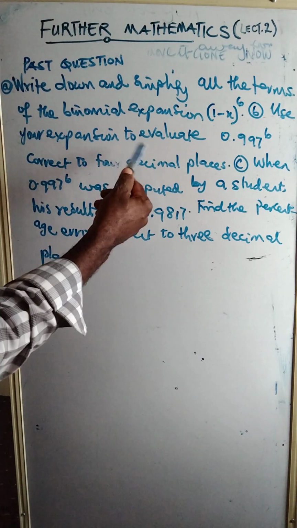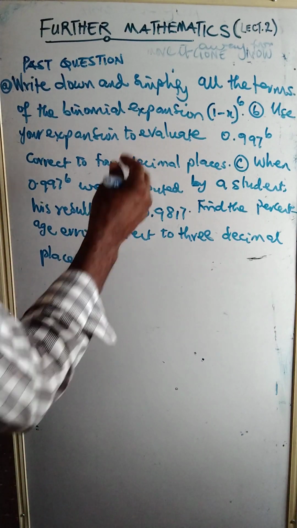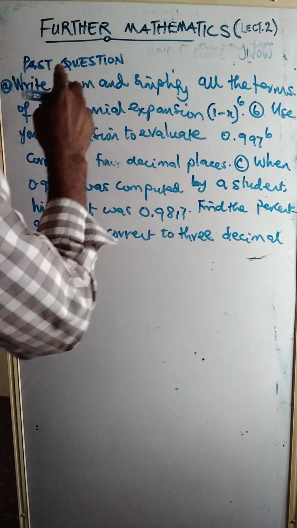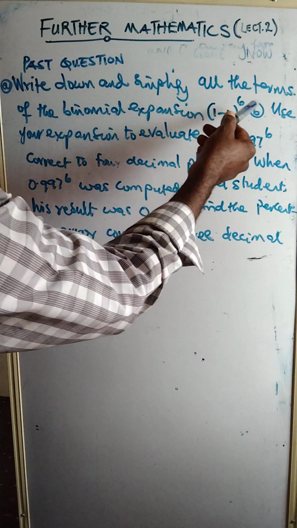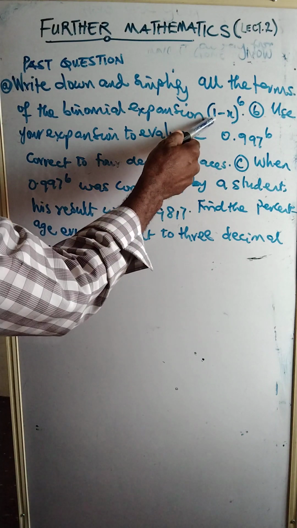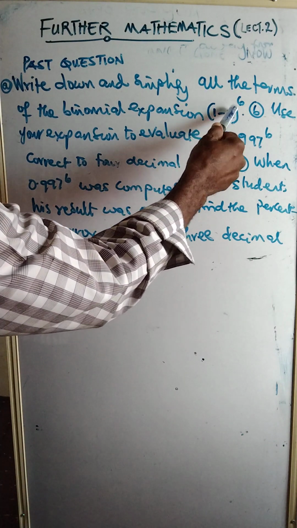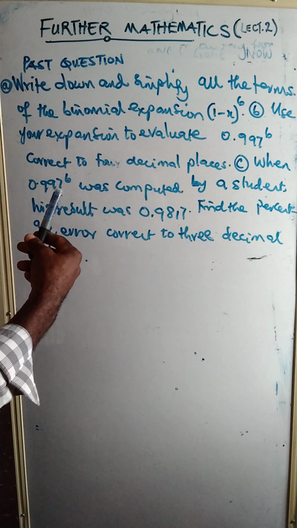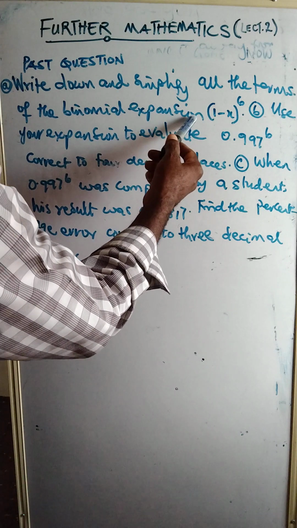Now we would like to look at a past question. The question says: write down and simplify all the terms of the binomial expansion. And the binomial expansion is (1 - x) raised to power 6. So we have to expand this completely.